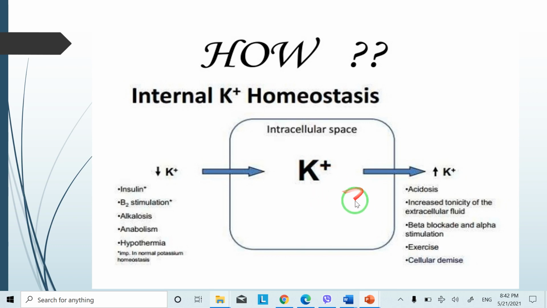Beta blockers and alpha stimulation also stimulate the escape of potassium from inside the cell to the outside. Excessive severe exercise will lead to release of potassium from inside the cell to the circulation and lead to hyperkalemia in case of severe exercise. And also, if the cell membrane is damaged for any cause, it will also lead to release of the potassium from inside the cell to the circulation and result in an increase in the level of potassium.